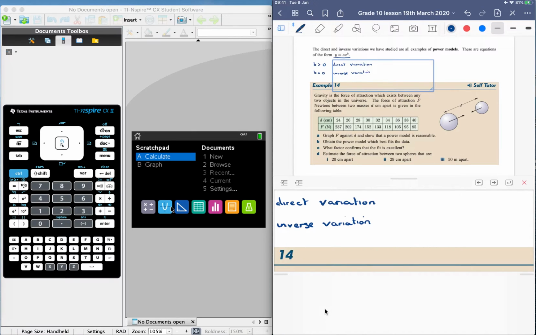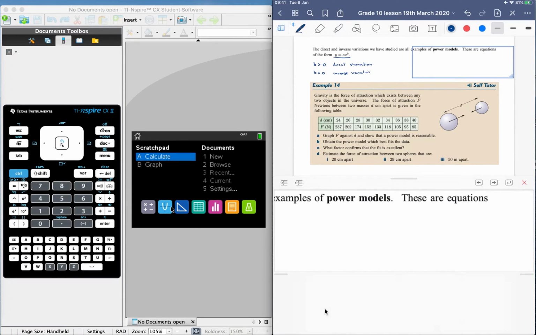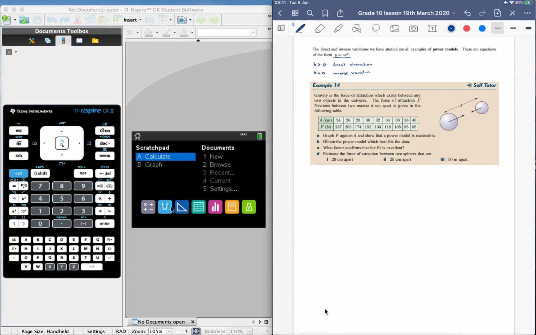Okay, now what happened yesterday was we were looking at numbers that fit exactly to what we were trying to do. But in the example that I've got here below, there's not going to be an exact formula for the variation, the proportion. So all we're going to do is we're going to use our GDC in order to help us find the best fit of a relationship between the d centimeters and the force newtons. So let's just have a little read of this.